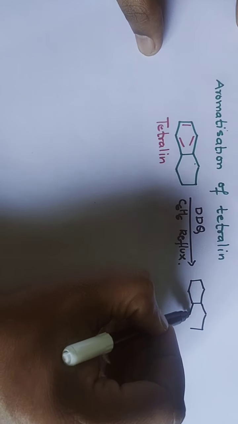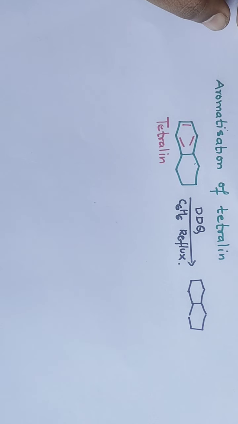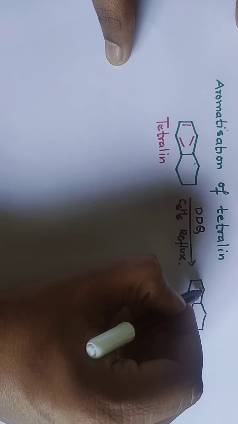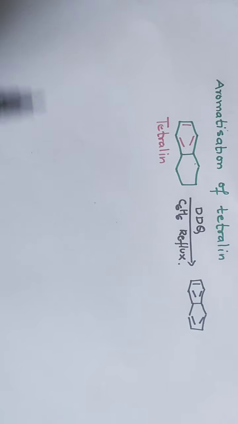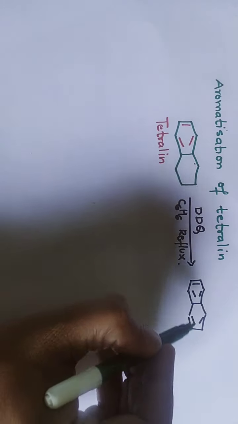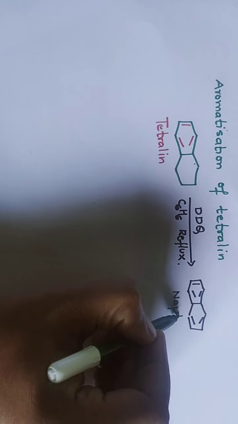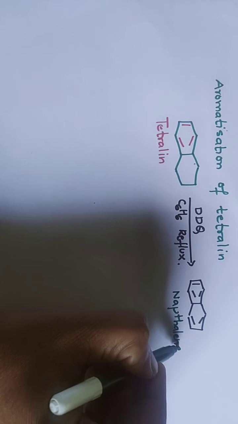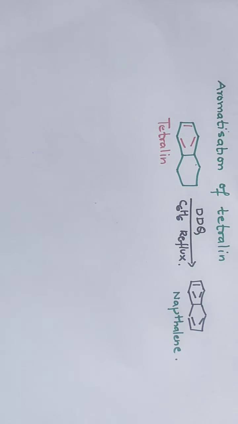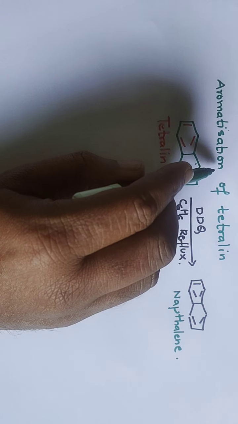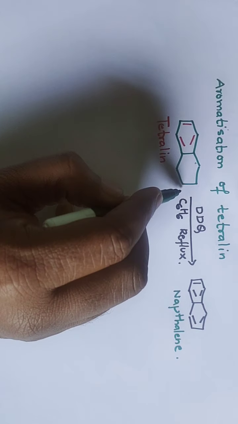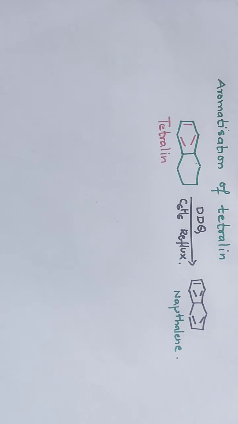This is what happens. So aromatization takes place. That's why we call it aromatization of tetraline to naphthalene. This is naphthalene. So what is actually happening? Dehydrogenation is taking place. Removal of hydrogen is taking place from here, and a double bond is formed here. Removal of hydrogen takes place here, and a double bond is formed here.